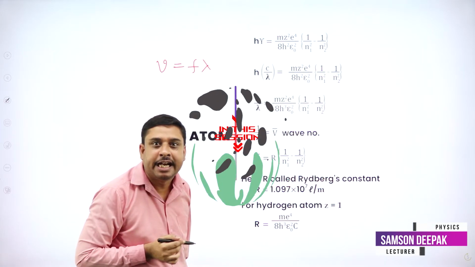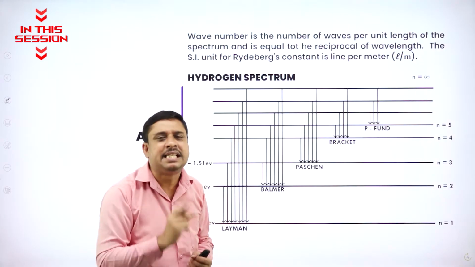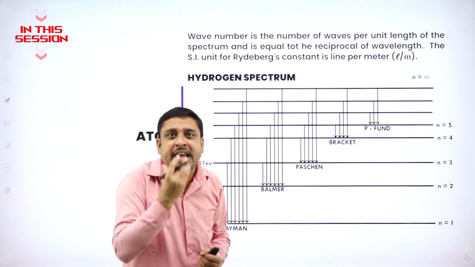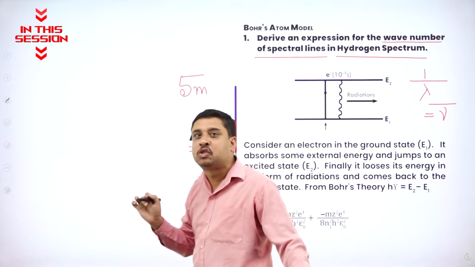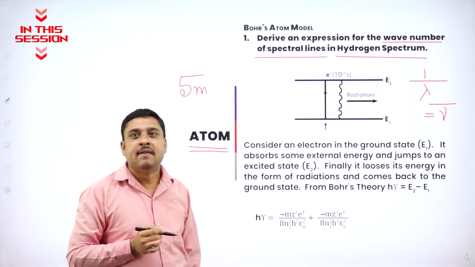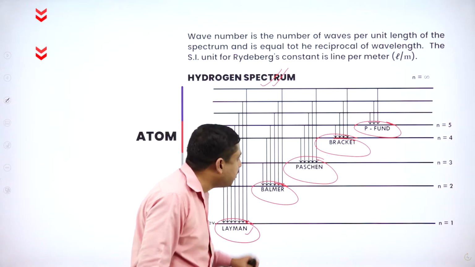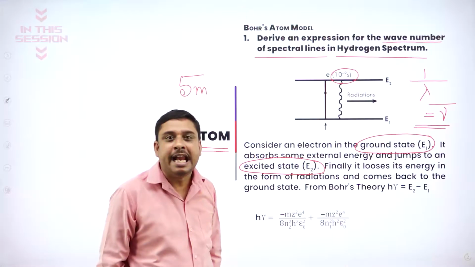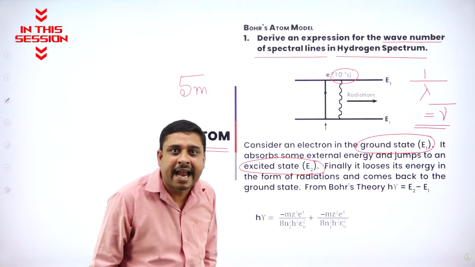In 11th standard you have studied the relation between wave velocity and wavelength. For every 1 centimeter length, how many waves are present, which is represented as nu bar, is called wave number. An electron from all higher energy levels jumps to the second orbit. The electron remains in the excited state.